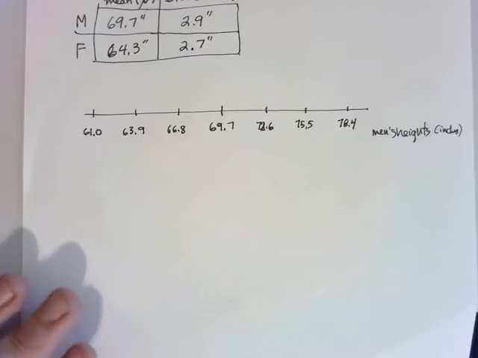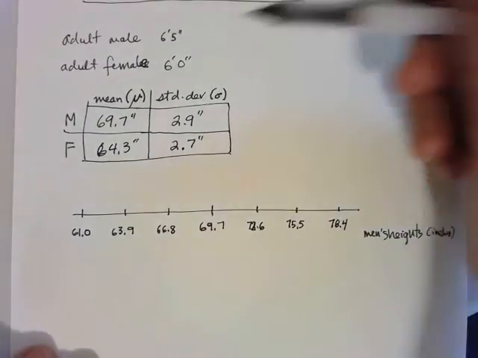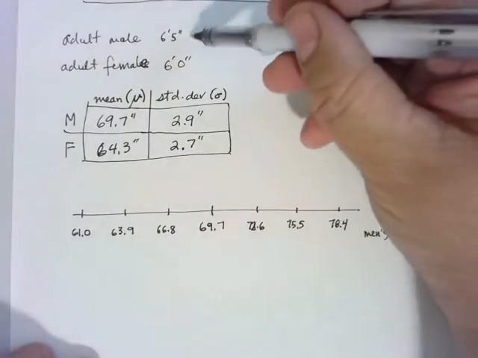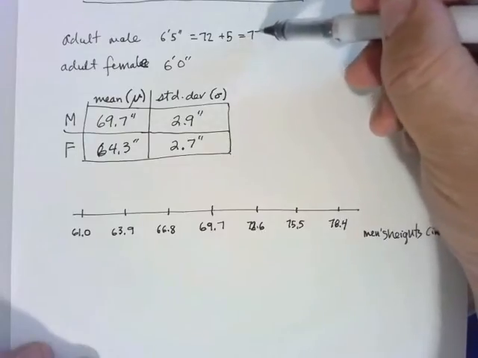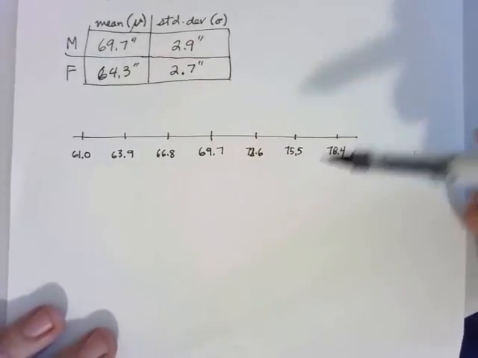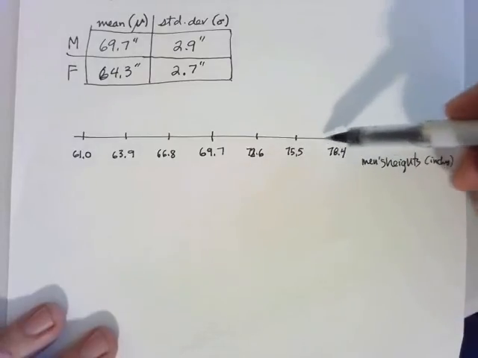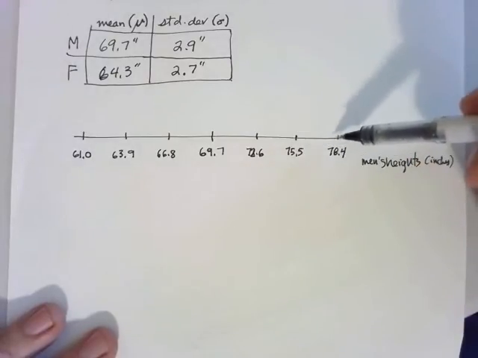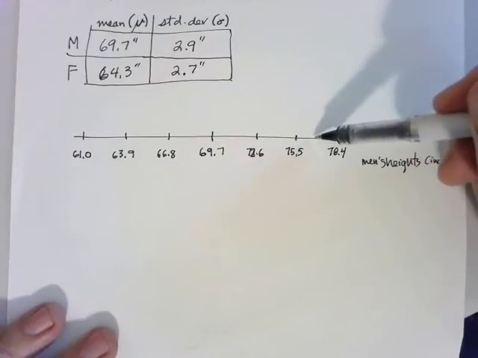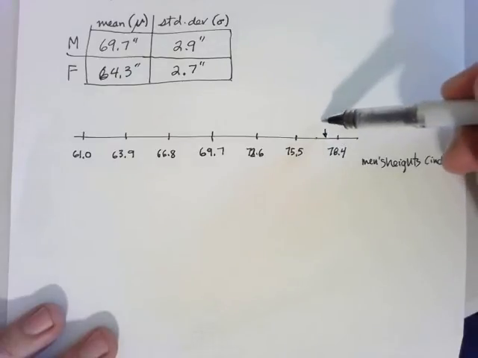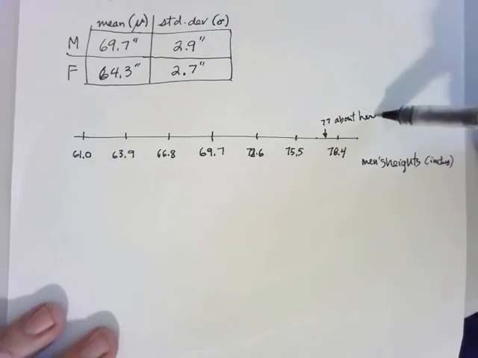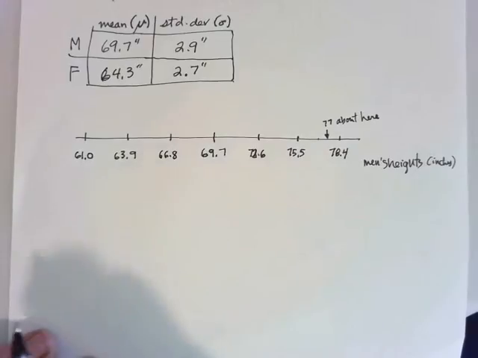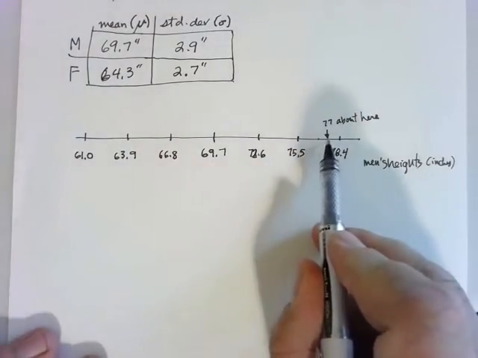So where is our 6'5" tall gentleman in this? Well, what is this in inches? This is 72 plus 5, or 77 inches. So 77 inches is pretty far up. 77 inches is someplace up here. 75.5, 78.4. So 77 would be around here, I'd say. What we can do is compute the z-score, or the standardized score, for this.